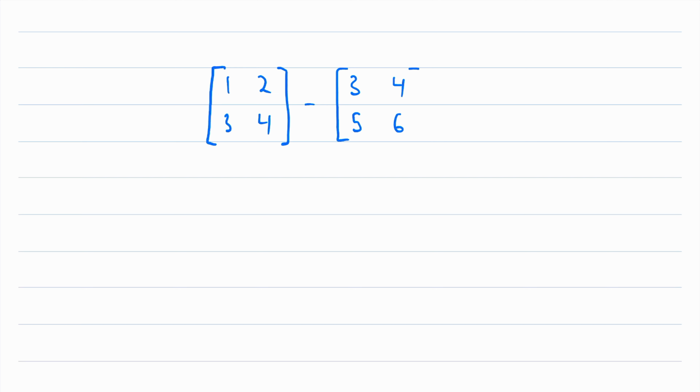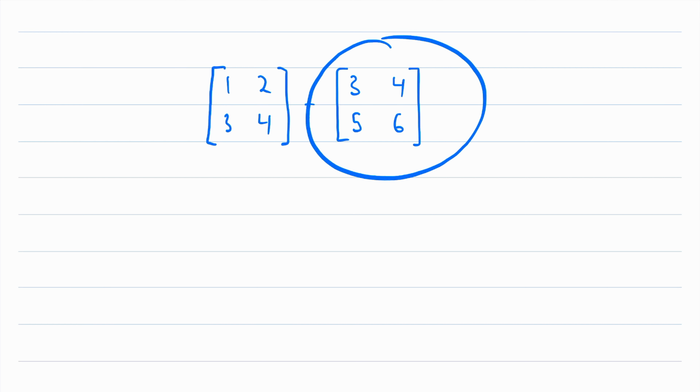And the first thing I should point out is that, like with addition of matrices, in order to subtract two matrices, they need to have the exact same number of rows and columns. So as you can see in this case, both matrices have 2 rows and 2 columns. So these are both 2 by 2 matrices, so we can subtract them.